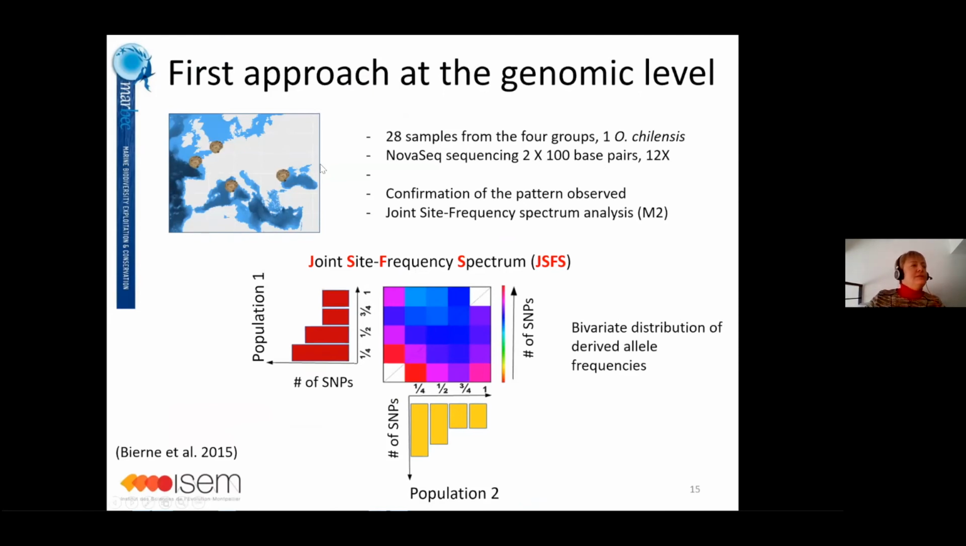So we decided to extract DNA from 28 samples from the 4 different groups we have, and also an outlier sample, using NovaSeq technology. And the idea here is to try to reconstruct the evolutionary history of the European population. For that, first of all, we try to confirm the pattern we have observed, the same structuration. We suppose we will get the same, and maybe more detailed because we have more markers.